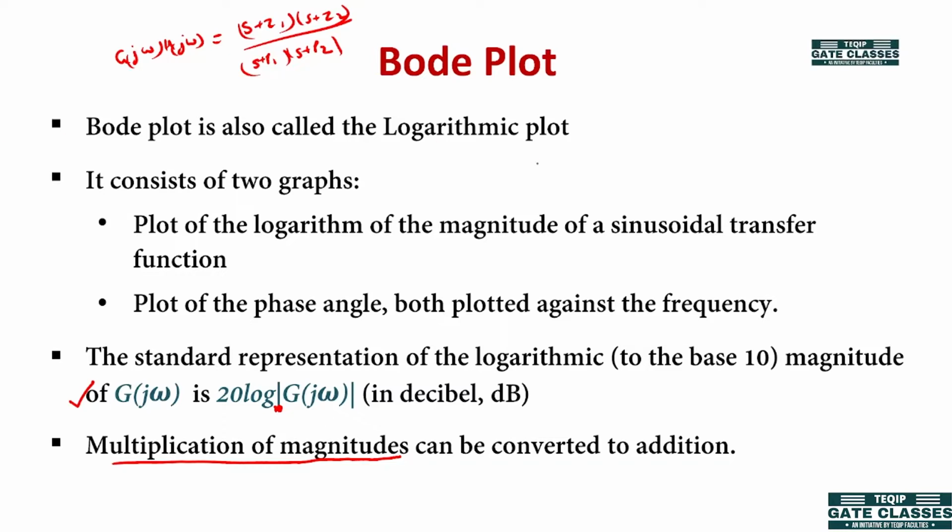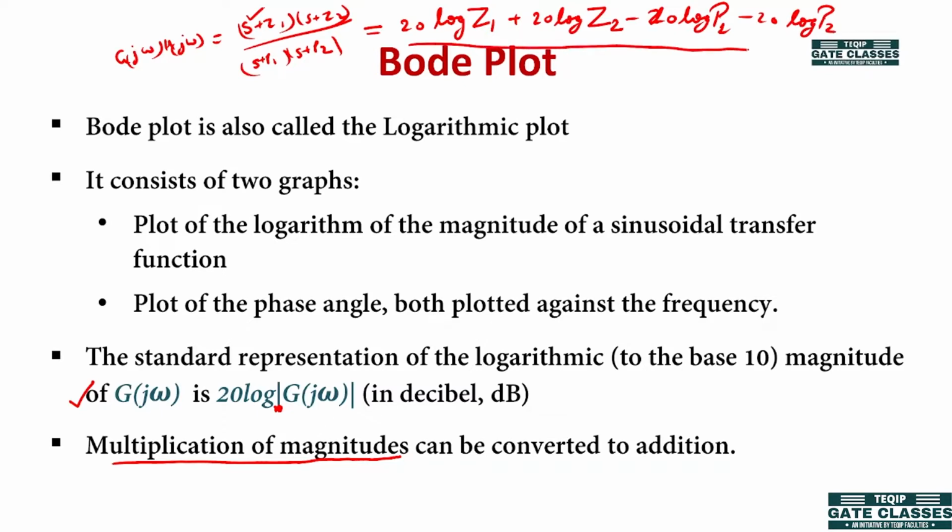So as we are taking the magnitude in decibels, suppose this is the magnitude of Z1, so simply we can write in this form. Okay, so this is the advantage of using Bode plot. This multiplication is converted into addition.